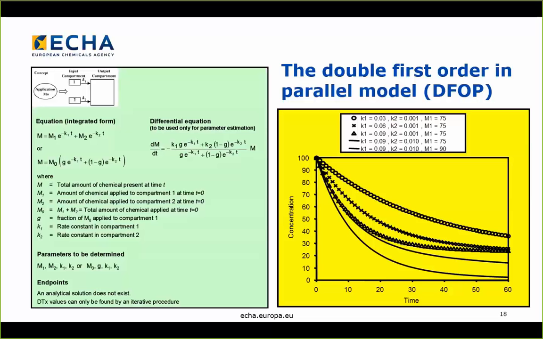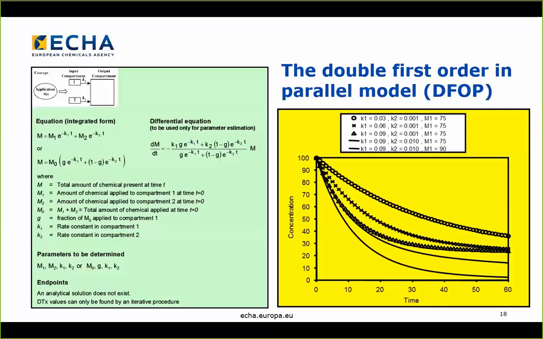Again, differential equation, starting to really look quite a bit scary now. But again, if you know what the parameters are and you know what the differential equation is, trust me, you can build it. And again, in the yellow box, we have some examples of different DFOP kinetic models with different K1 fast rate constants, K2 slow rate constants, and different proportions of mass in that compartment 1, that fast degrading compartment.